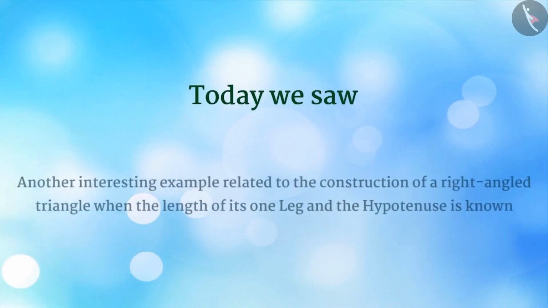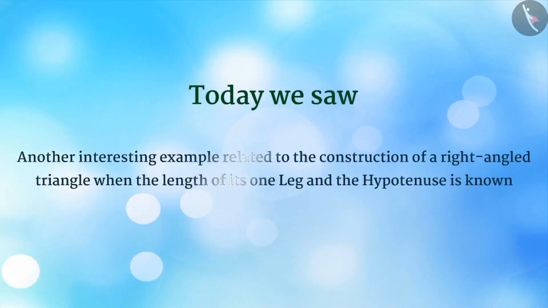Today we saw another interesting example related to the construction of a right-angled triangle when the length of its one leg and the hypotenuse is known.